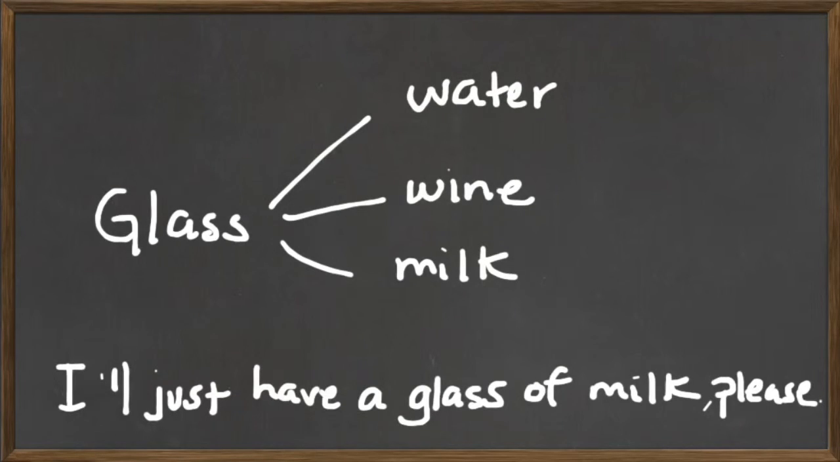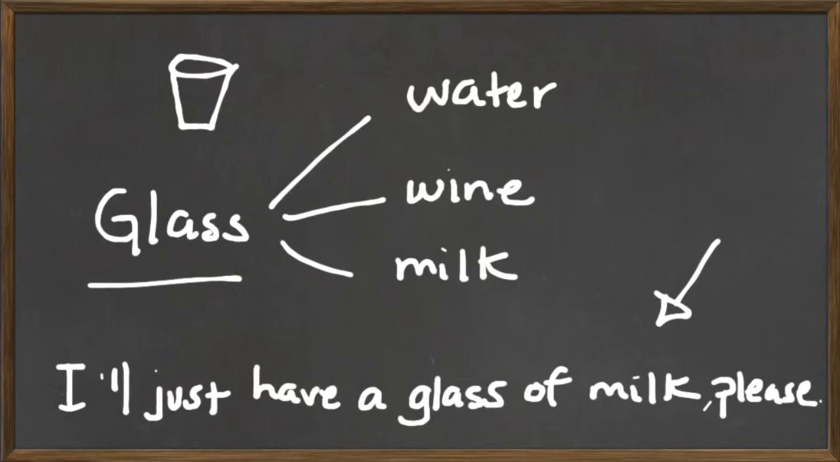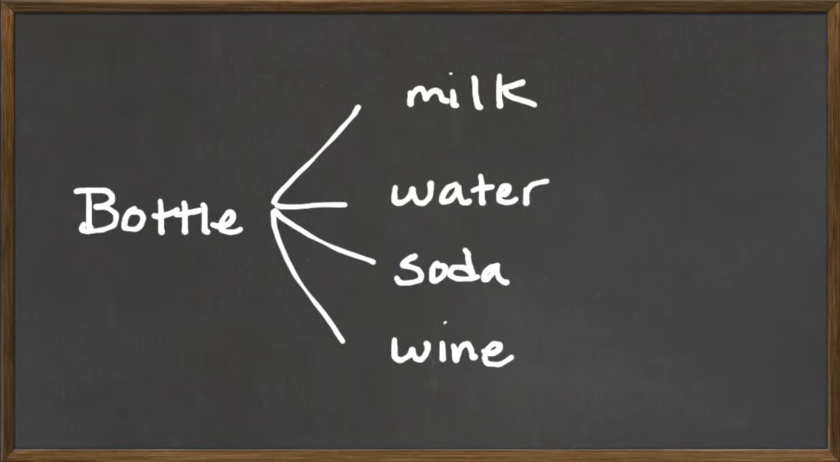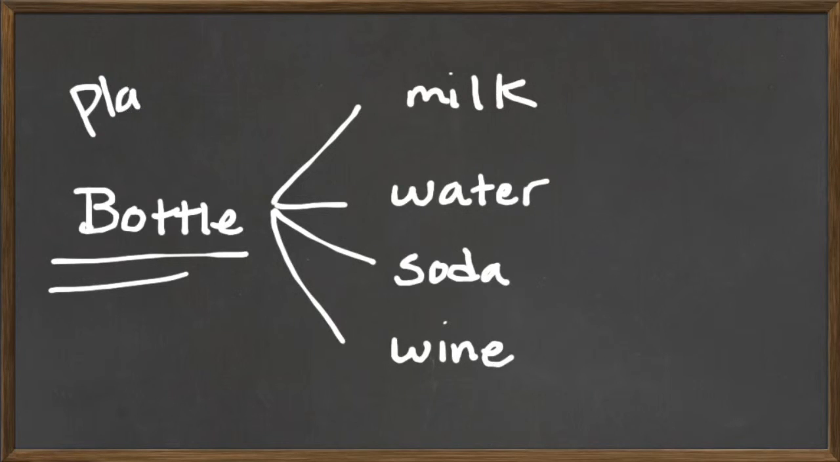Okay, so now for glass, the container glass, which is something like this. This is pretty much the material, a glass. We can use water, glass of wine, or glass of milk. For example, I'll just have a glass of milk, please. This is something that you say at a restaurant. And now for bottle, we have bottle of milk, bottle of water, bottle of soda, or bottle of wine. However, the bottle has many different forms. It can be plastic, or it can be glass made. Don't forget that glass is not the container this time around, it's the material.